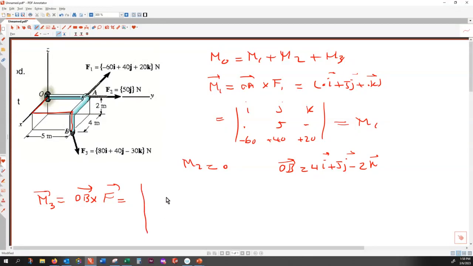And then you have to fill in the matrix IJK. And the first row is R component. These are 4, 5, minus 2. And the third row are the components of the force, 80, 40, minus 30. And here you have M1, you have M2, you have M3. And then you add them together. That is the solution.